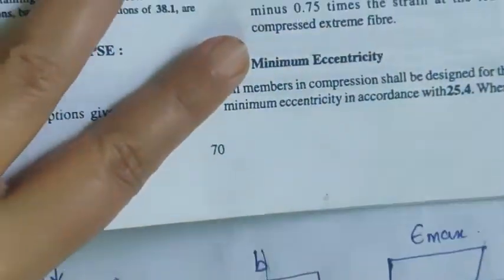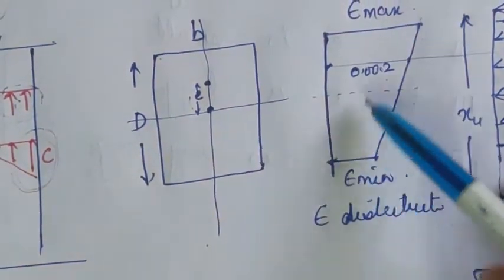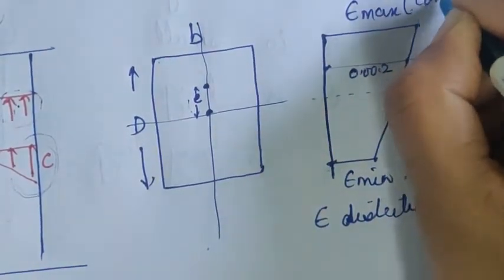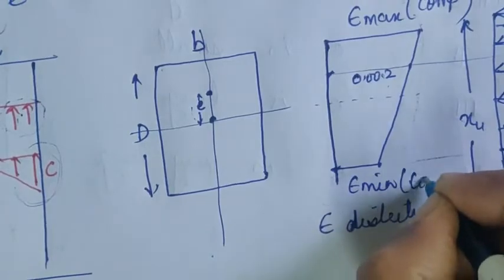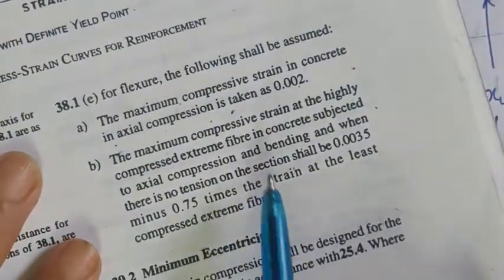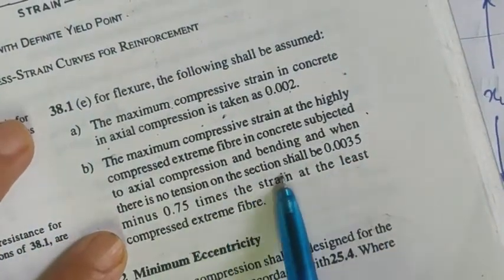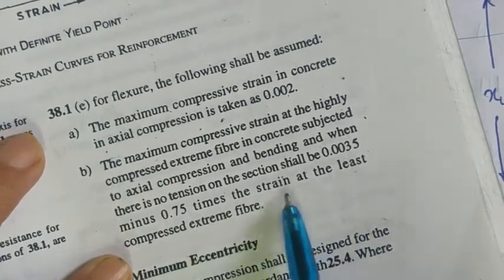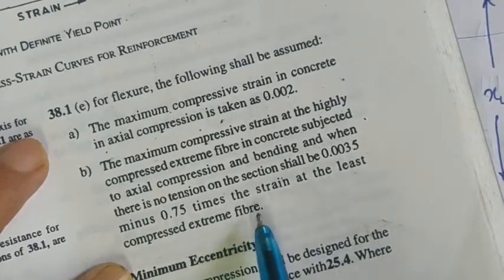See, this is the section, there is no tension anywhere in the section. The whole of this is compressive strain. So this side is compressive, and on this side also it is compressive. So in this case they are saying it shall be 0.0035 minus 0.75 times the strain at the least compressed extreme fiber.